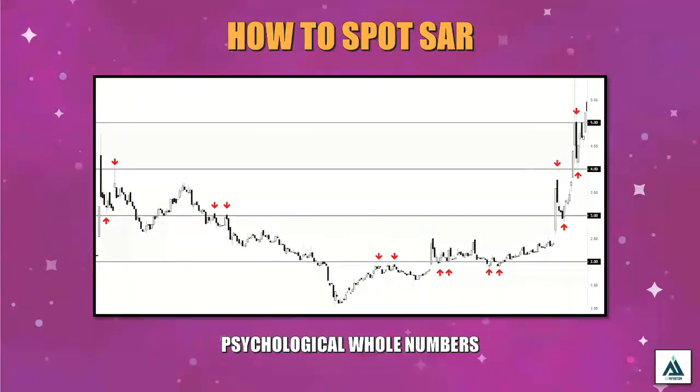Psychological whole numbers. Psychological support and resistance consistently work because of fundamental human disposition. As humans, we tend to think in terms of whole or round numbers, kaya these areas frequently act as levels of support and resistance. Sample, yung 2 pesos, 3 pesos, 4 pesos, and 5 pesos.